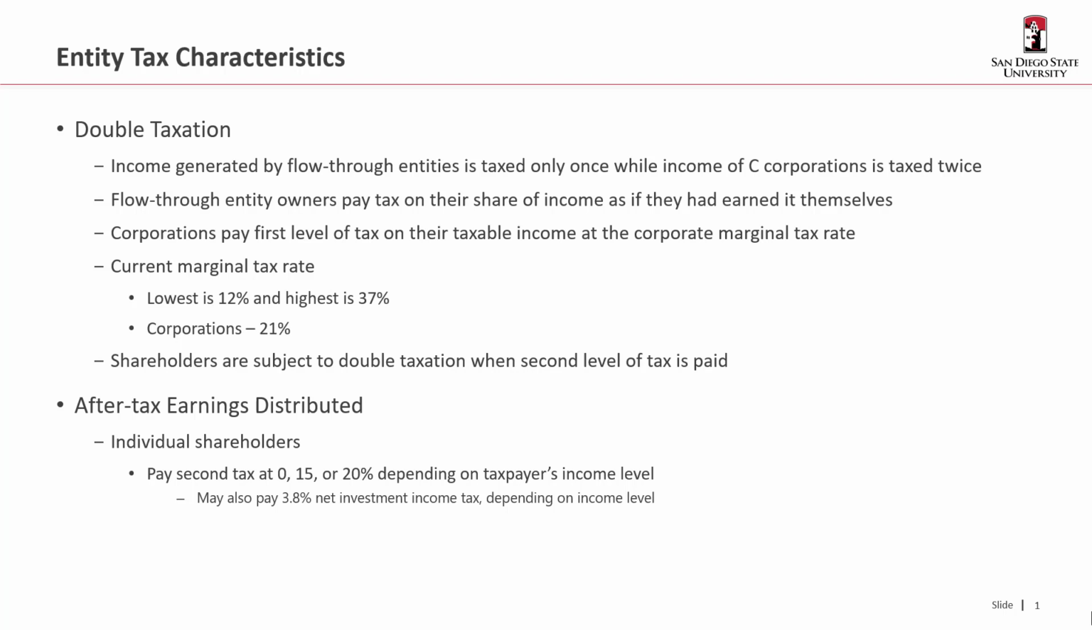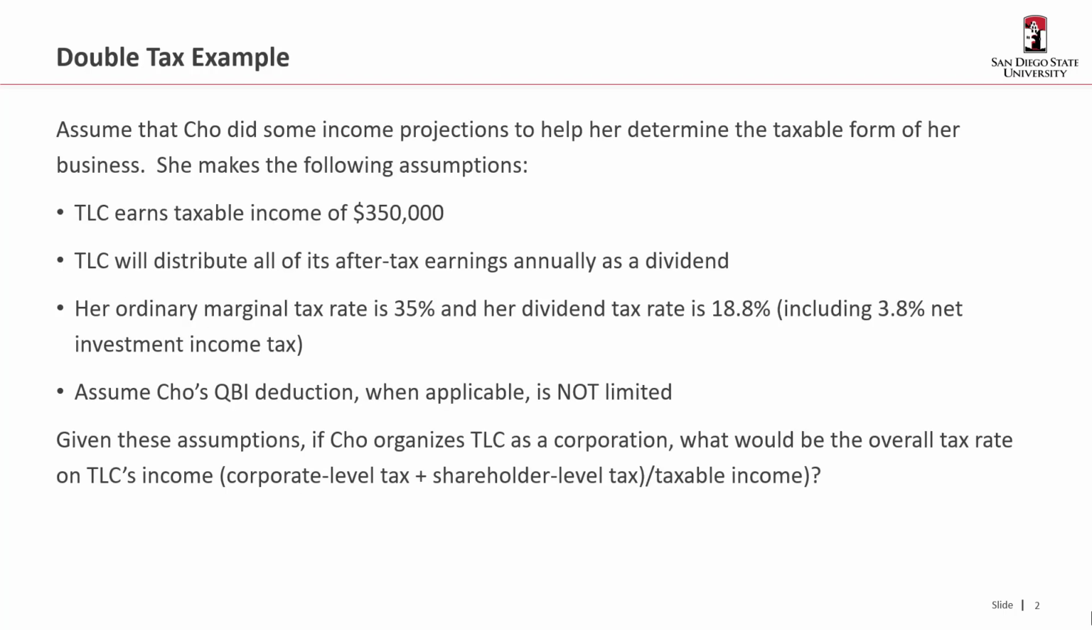So the interesting thing is, after-tax earnings distributed by a corporation to individual shareholders, that second tax is actually going to be at 0, 15, or 20%, depending on the taxpayer's income level. And there's a 3.8% net investment tax that we really don't deal with in this class.